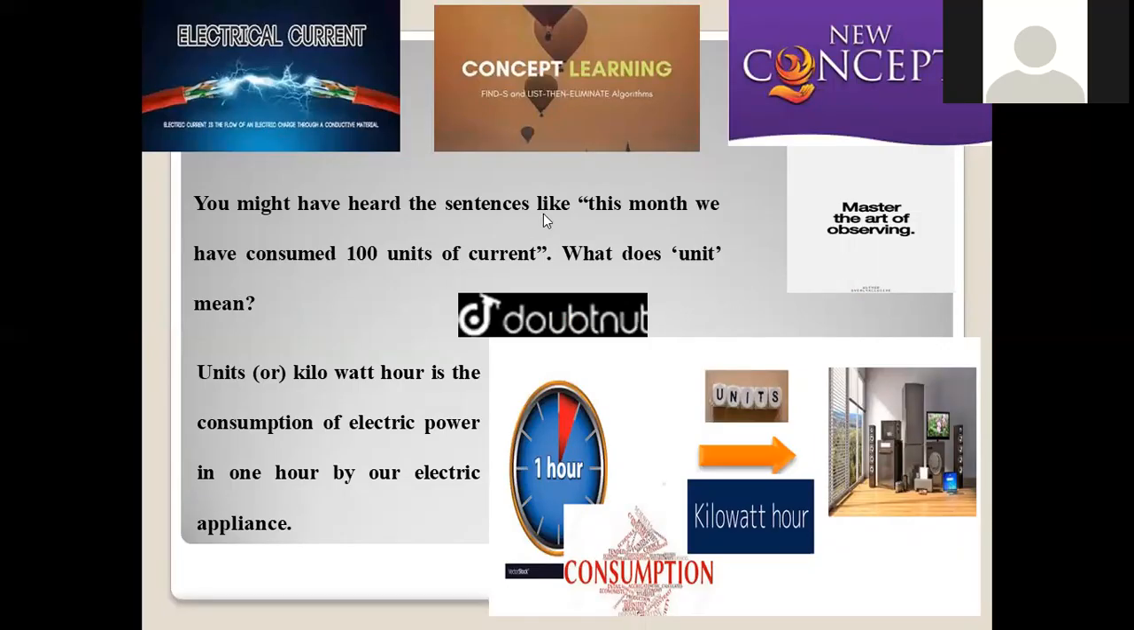Here you might have heard sentences like, this month we have consumed 100 units of electrical current. What does unit mean? Everybody is familiar with how many units of current are consumed per month. In accordance with that, we get the electricity bill. Based on the number of units consumed, we have to pay the amount subsequently, right? So here, the fundamental unit we are using for quantifying this electrical current, what does it mean? Now let us see the detailed definition.